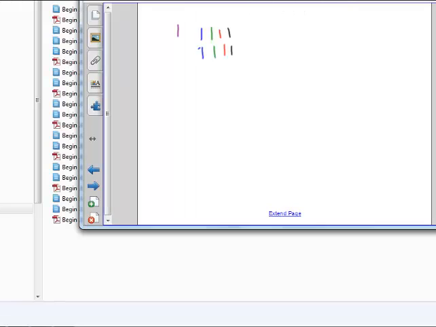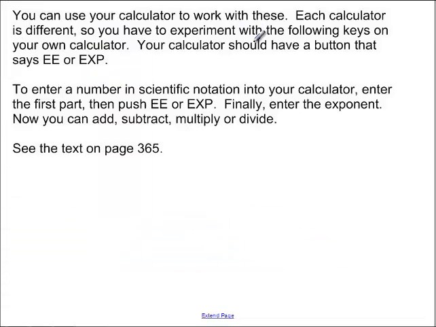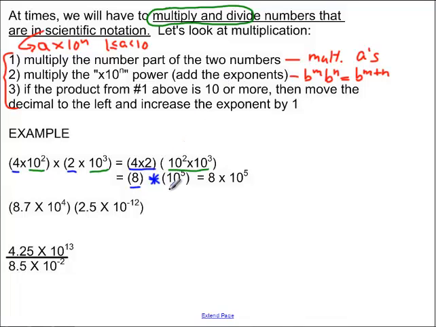Hang on just one second. I lost my page here. Isn't technology wonderful? All right.